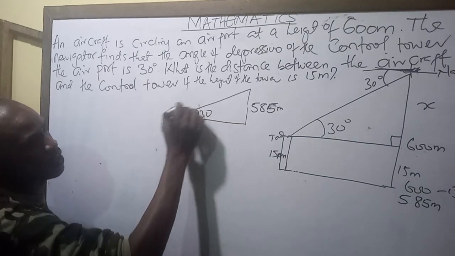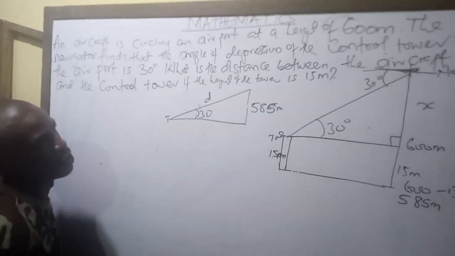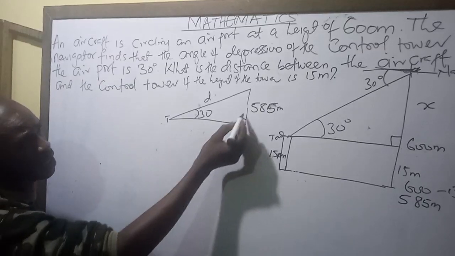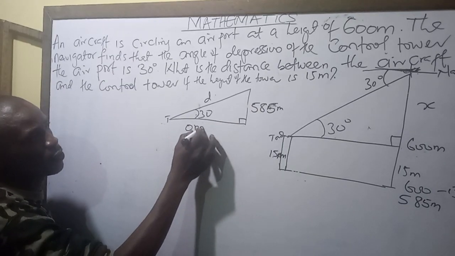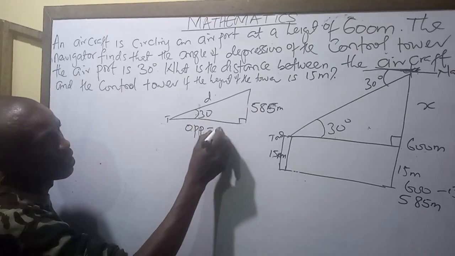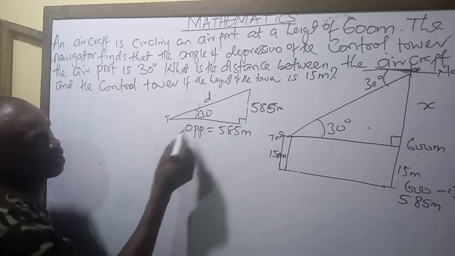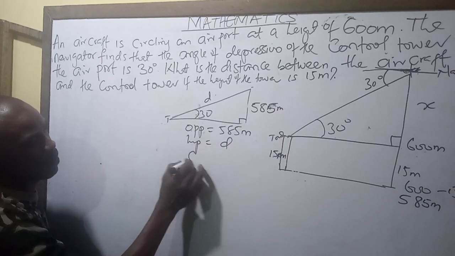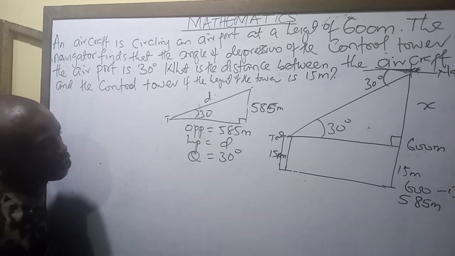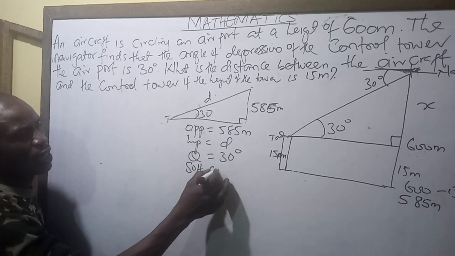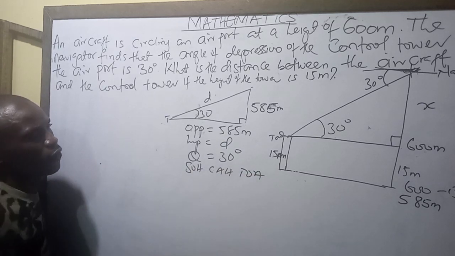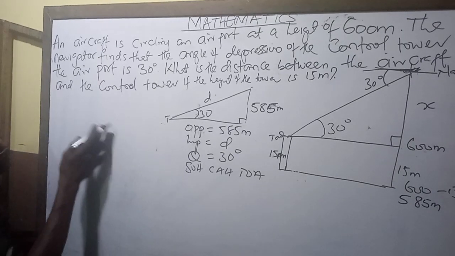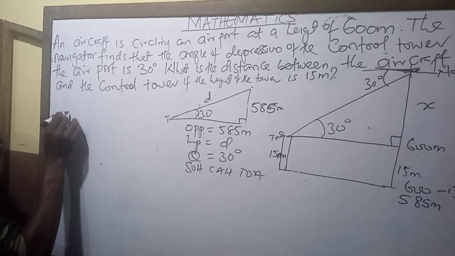Now we need to find this place here. Let's take this one to be D. So here you have your opposite, the side facing the angle 30, which is 585 meters. And the hypotenuse becomes D, and my angle theta is 30 degrees. We have the opposite and hypotenuse here. Definitely what am I going to use? I'm going to use sine. So from here, I can conclude.